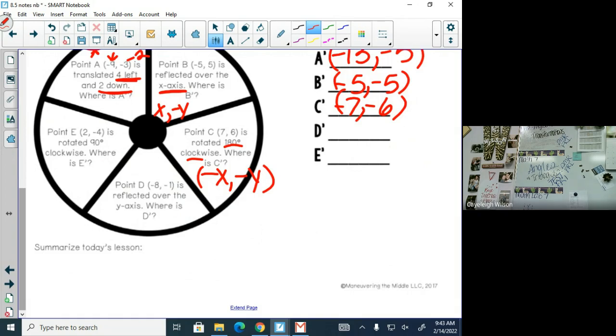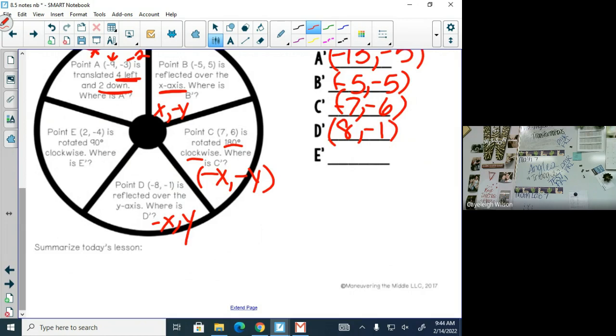All right, guys. Blake wants to tell us the answer to D prime. So -8, -1 is reflected over the y-axis. So when I reflect it over the y-axis, it changes what value? The x. So Blake, what is your new ordered pair? 8, -1, because it changes the x, the y stays the same. So 8, -1.